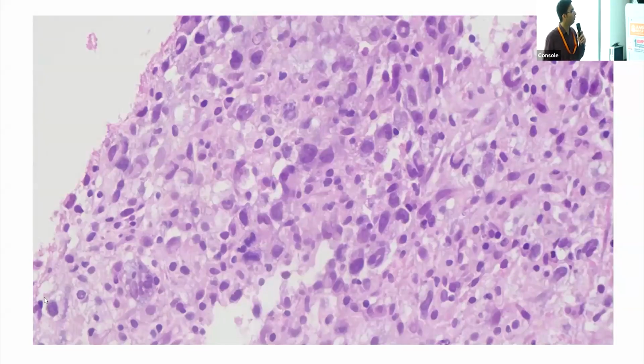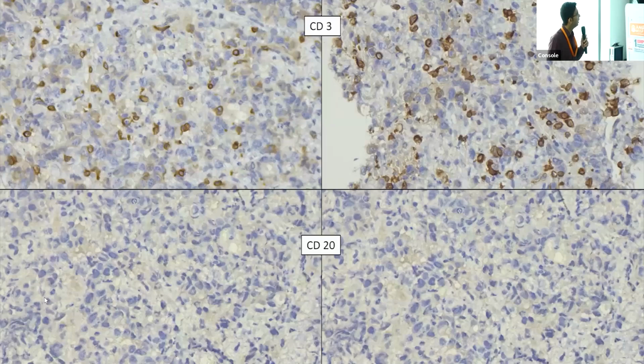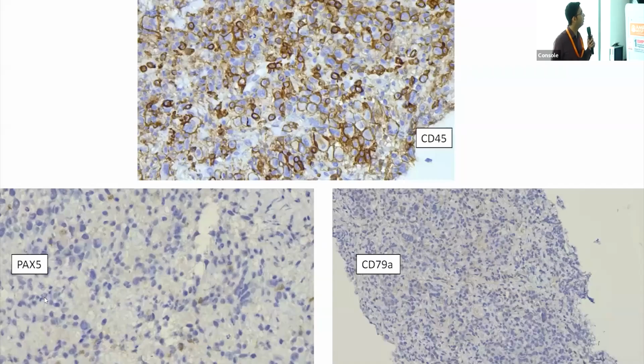The biopsy showed very large cell infiltration in the sinusoids and in the portal areas. These large cells were positive for CD3 and CD20 was negative. CD45 was positive, PAX5 was negative, and CD79A was negative. So, any differentials? So, this is CD45 positive. And PAX5 is negative, CD79A is negative, CD20 is negative, but the cells are positive for CD3.